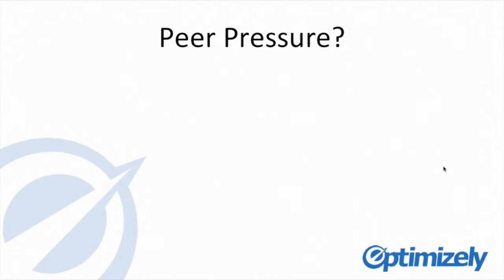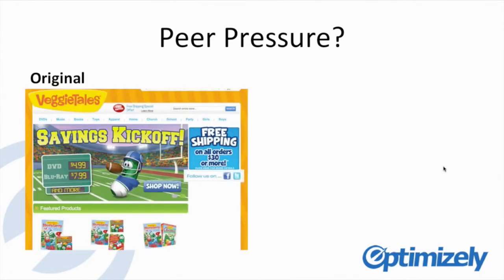So one of the tests that they ran was based on their homepage. As you can see here, their homepage used to have a free shipping banner. Now, everyone thinks, hey, free shipping is great. That is how you're going to get users to convert. People love to get things for free.